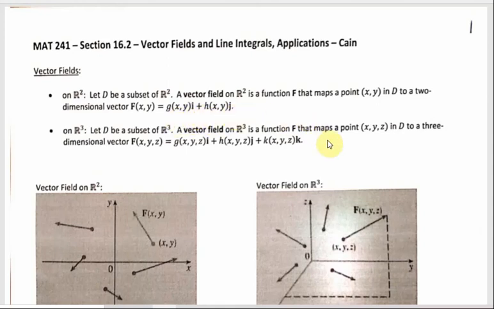And you can have the same thing in R3, where it extends the way that you would think it would. You have a point in 3-space, and then that gets mapped to a three-dimensional vector. You've got the i, j, and k there.